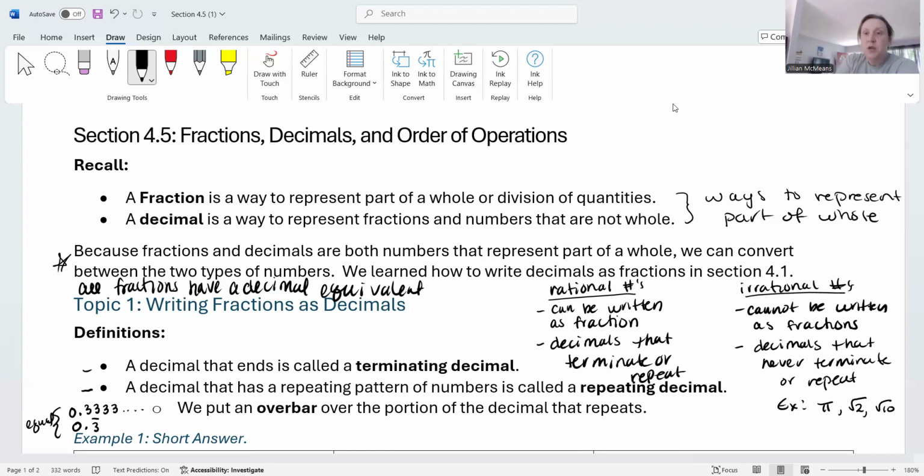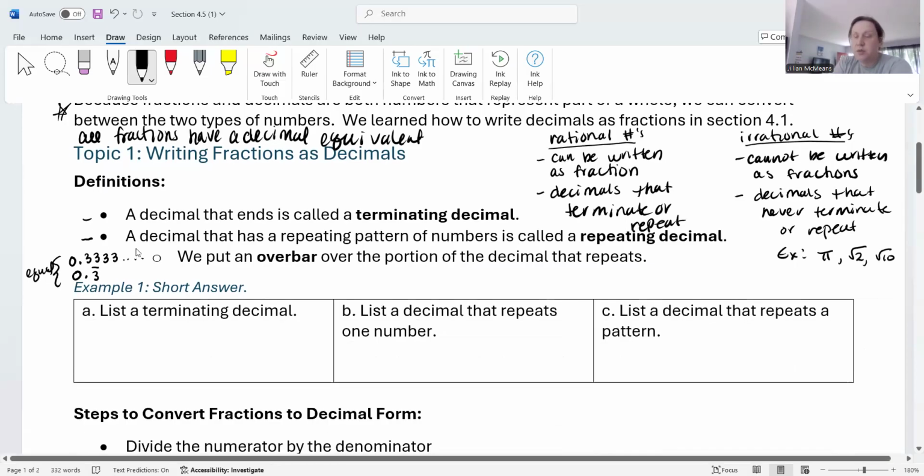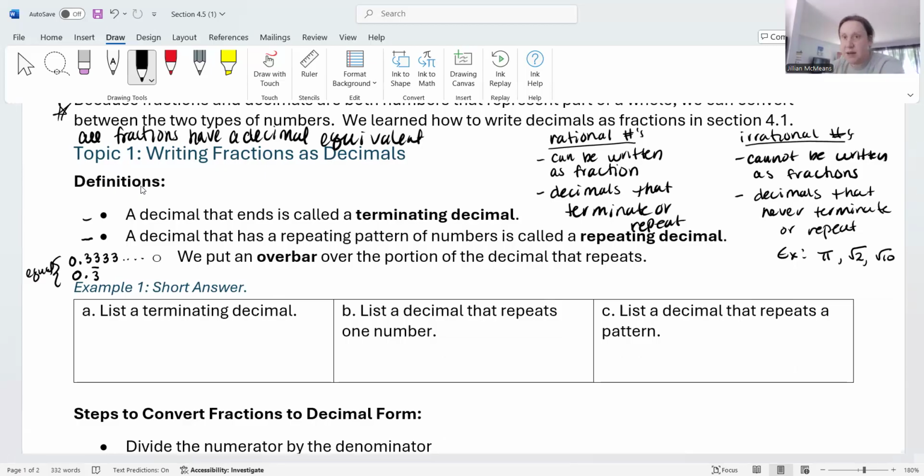Let's go ahead and look at example 1. In example 1, we're just going to list out examples of different types of decimals. For part A, it says list a terminating decimal. You could list any decimal that just ends. So something like 0.873. It just ends. We could say something like 0.25, 0.625. Those are all terminating decimals.